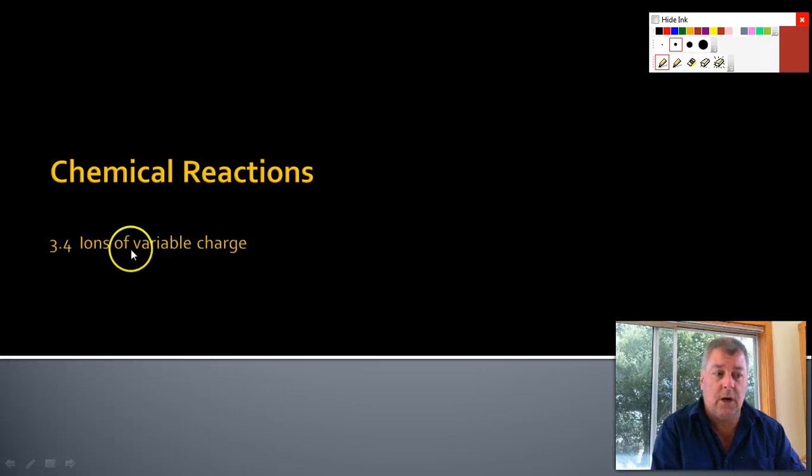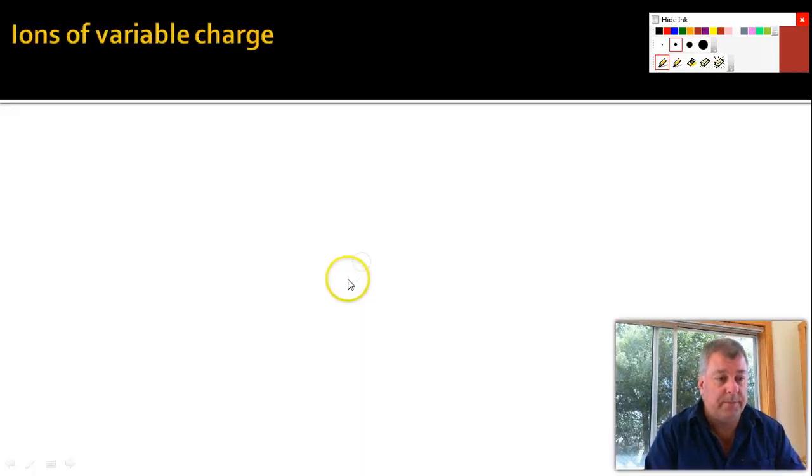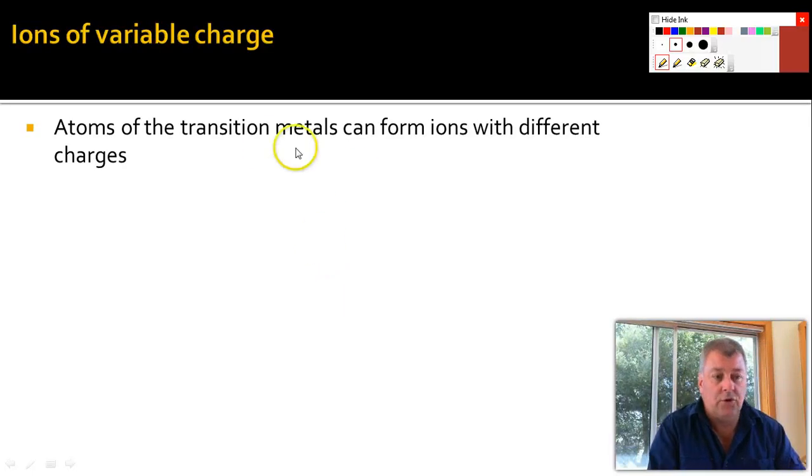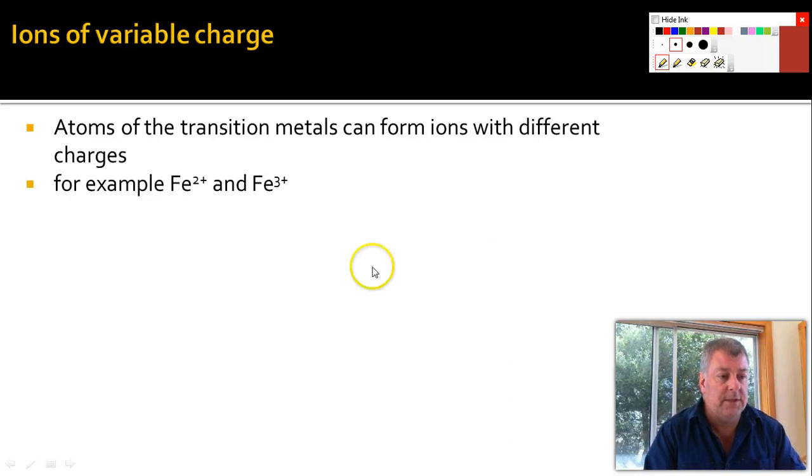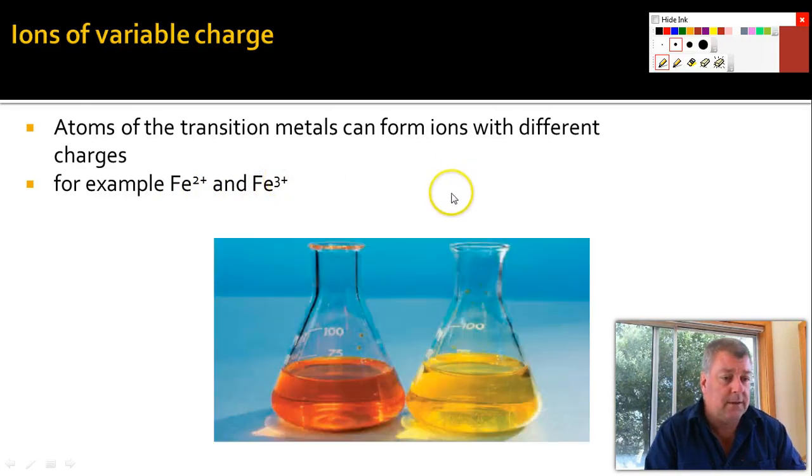Hello, let's do ions of variable charge. Atoms of the transition metals can form ions with different charges, and so that's a complication that we just have to learn how to deal with. For example, iron can be occurring as iron 2 plus or iron 3 plus. So how do we deal with that?